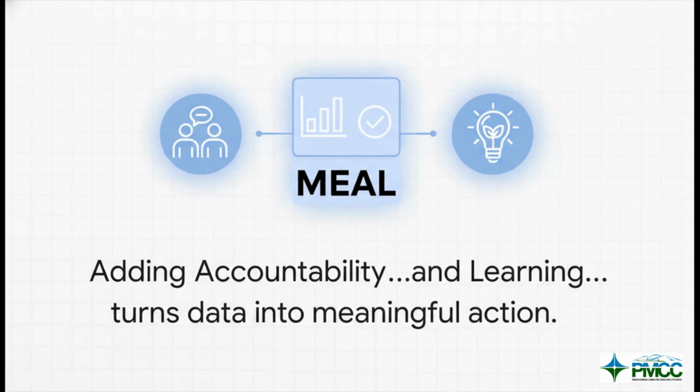Now, you're going to hear the term MEAL a lot. That's because we've added two really important letters, A for accountability and L for learning. Accountability is huge. It means we're responsible to the people and communities we're serving. And learning? That means we don't just file away our reports. We use what we find to adapt and get better, not just for this project, but for all the ones that come next. This is what turns simple data into real, meaningful action.